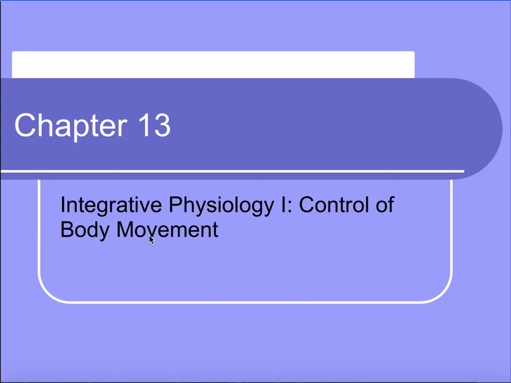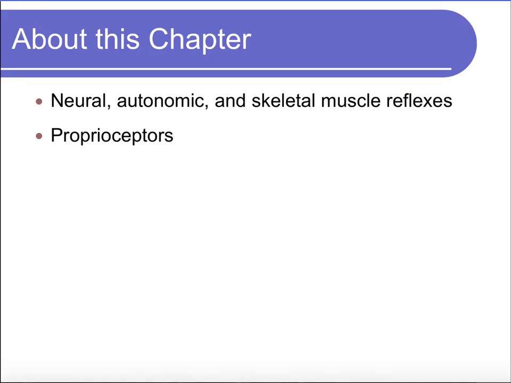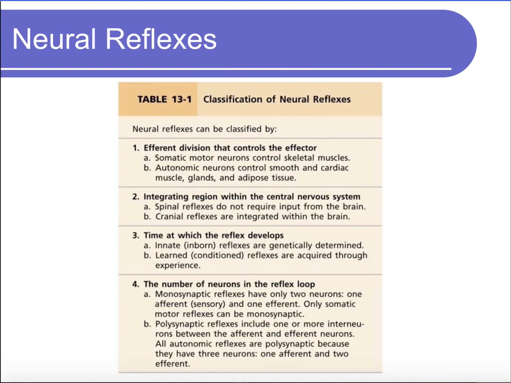Chapter 13, Integrative Physiology 1, Control of Body Movements. In this chapter, we'll talk about neural, autonomic, and skeletal muscle reflexes, and we'll discuss proprioceptors.